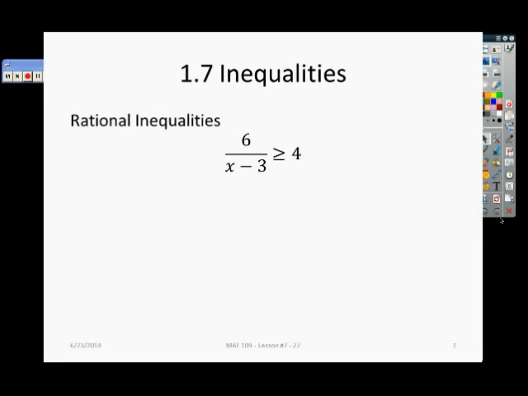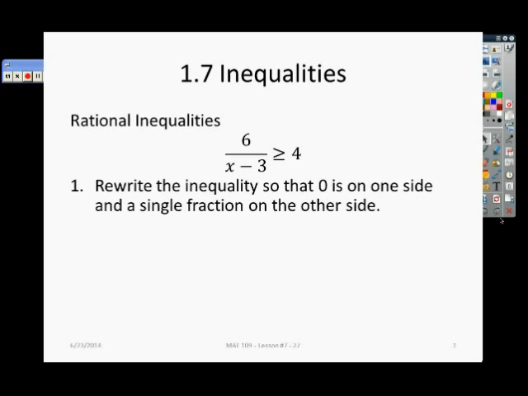The next type of inequality we need to look at solving is called a rational inequality. A rational inequality has a rational expression in it, such as that shown. The technique for solving a rational inequality is different from either of the other two procedures we've seen previously. To solve a rational inequality, we need to rewrite the inequality so that 0 is on one side and we have a single fraction on the other side.